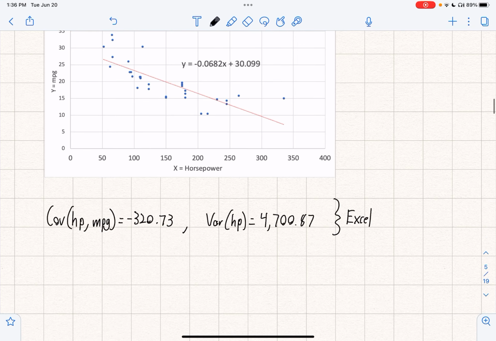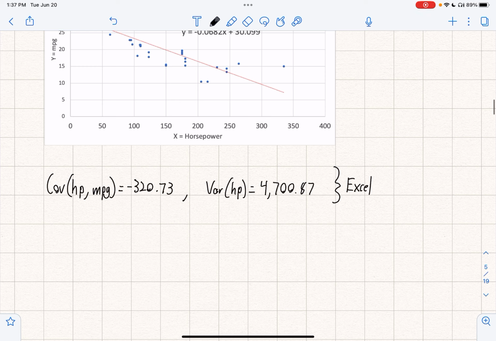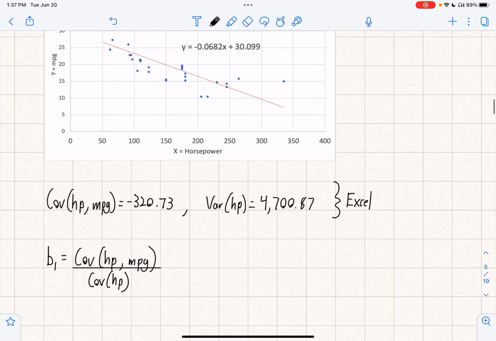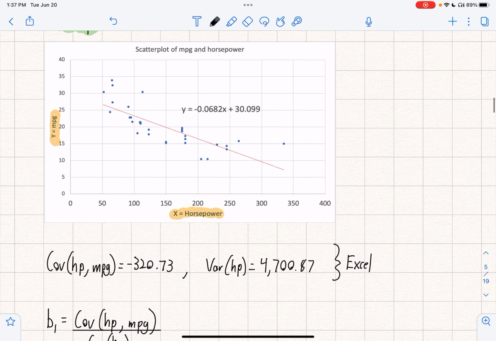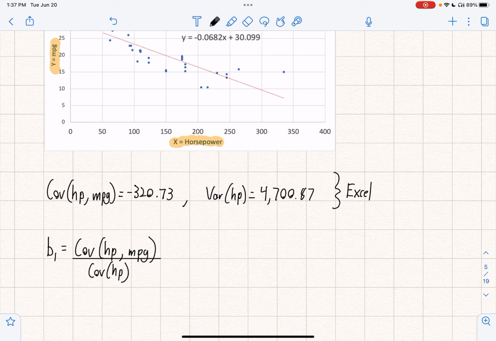So let's go ahead and find our slope coefficient, b1, the slope. This is going to be the covariance between horsepower and miles per gallon over the variance of horsepower. If you prefer to think of it as x's and y's, here x is horsepower and y is miles per gallon. Feel free to use that terminology, in which case it would be the covariance of x and y divided by the variance in x.